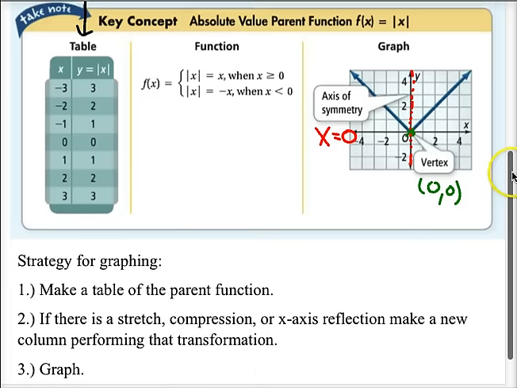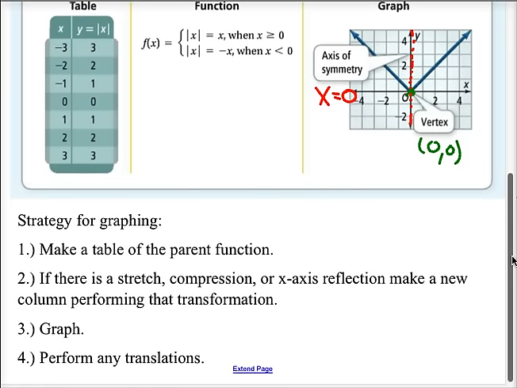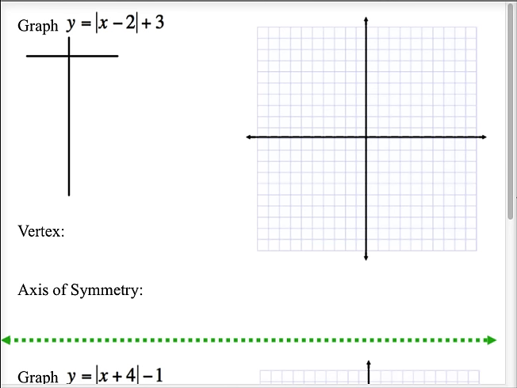So what you want to do is make a table of that parent function. Well, the cool thing is that table is going to be the same, and it's relatively easy to make. Then if there's a stretch, compression, or x-axis reflection, you make a new column performing that transformation. You graph that transformation and then perform any translations from there. So again, those strategies probably seem really wordy, but once we dive in, you don't really have to worry about the wordiness of it. That's just if you forget the steps, you can reflect back on it.